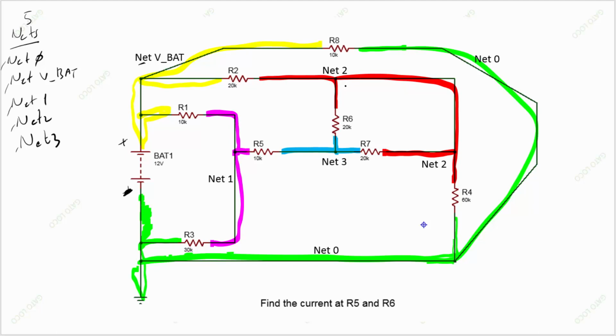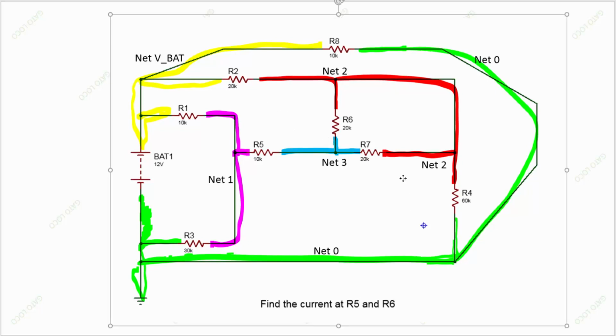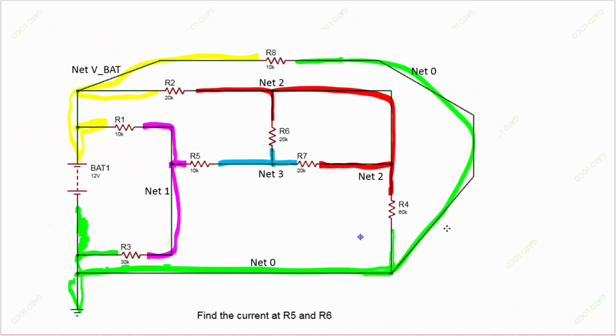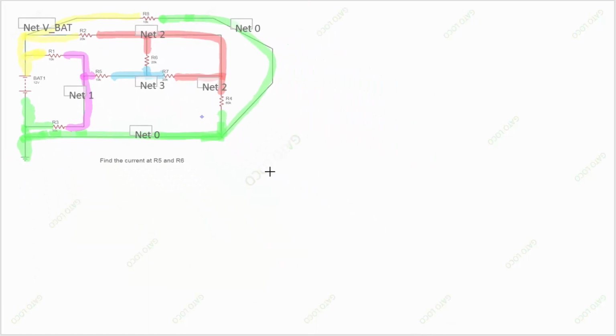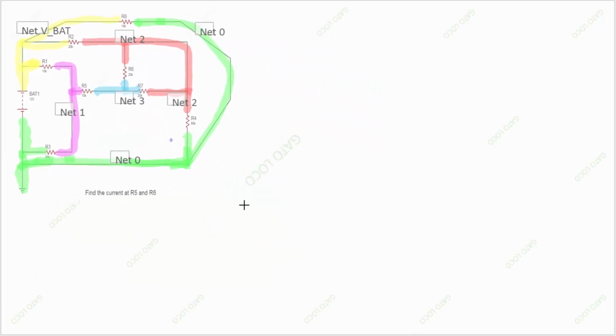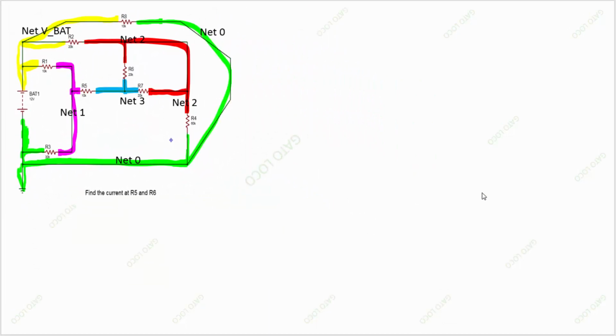Five nets. All right. So what we're going to do here is rearrange the components around the battery. To do that, we're going to do it by hand. So let's go ahead and move this, and we can refer to the circuit. I'm going to redraw everything by hand. Let's bring the pen, and here we are.